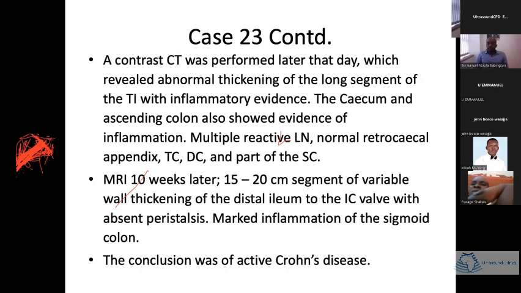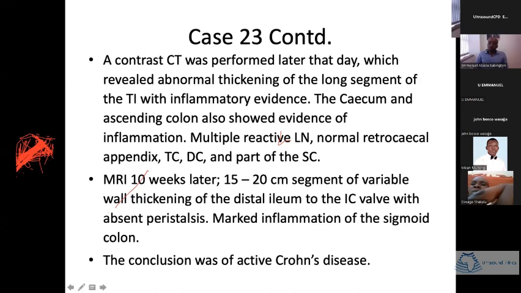So MRI was done later, 10 weeks later, which showed a 15 to 20 centimeter segment of variable wall thickening of the distal ileum to the ileocecal valve with absent peristalsis, and marked inflammation of the sigmoid colon. The conclusion was active Crohn's disease.